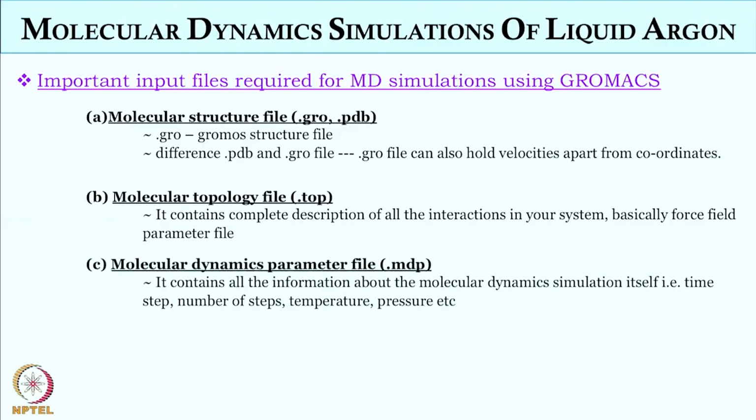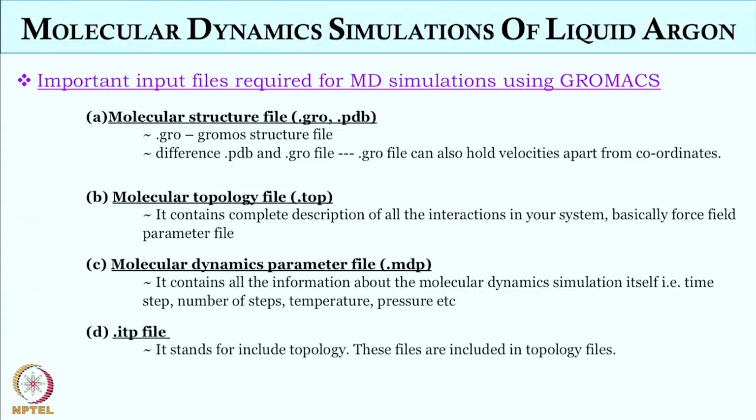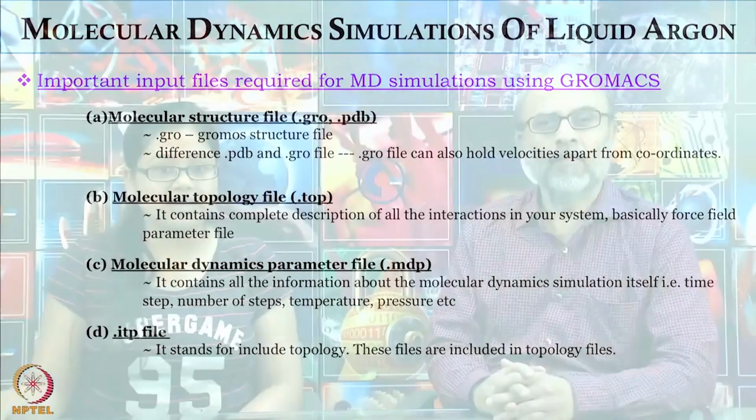The third file that is required is the molecular dynamics parameter file, that is the MDP file, which contains information about the molecular dynamics simulation itself. That is, it contains the information about which algorithm is required to integrate Newton's equation of motion, the total number of steps, what is the temperature, what is the pressure that is required, or what is the type of cutoff we are using, and all this stuff. And the fourth file that is required is the ITP file, which stands for include topology file, and in that we write all the force field parameters, all the detailed information.